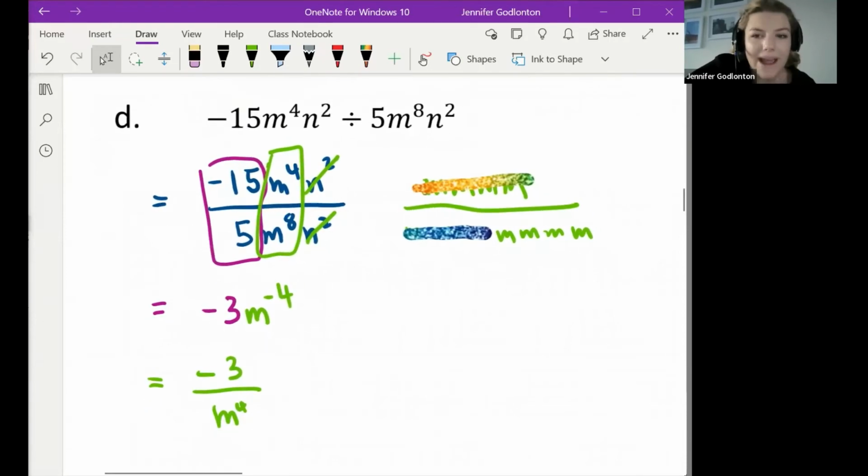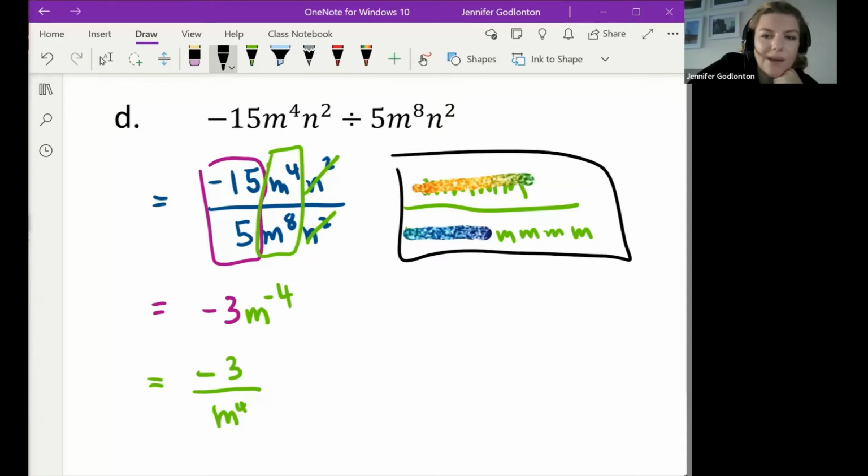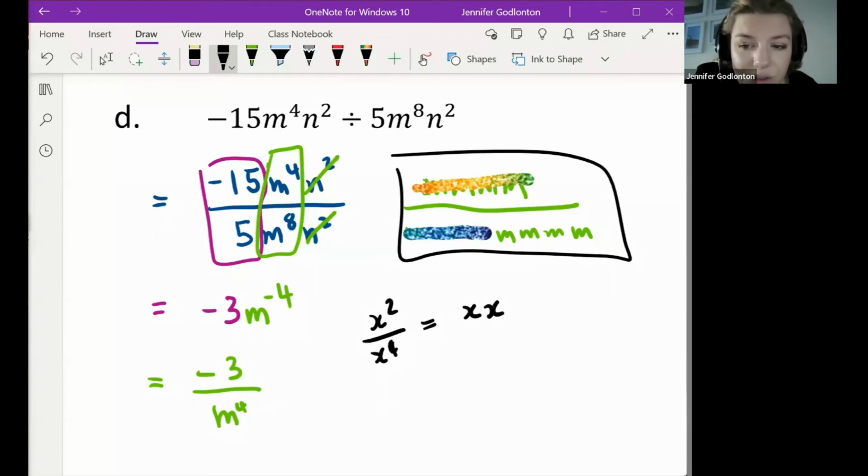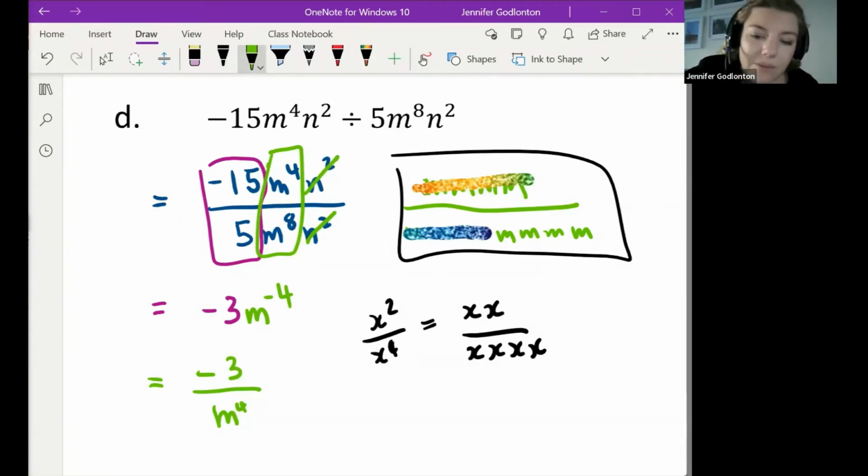Okay, so the long way is just meaning like writing it like this, basically. So if we have 4 m's, we're writing 4 m's and 8 m's at the bottom, and then we just kind of cancel as we need. That's what it means by writing it the long way. So like if I had x squared over x to the power of 4, if I wrote that the long way, I'd write 2 x's at the top, and I'd write 4 x's at the bottom. And then I would look at how to cancel. That would cancel with that. That would cancel with that. So then I'd be left with 1 over x squared.